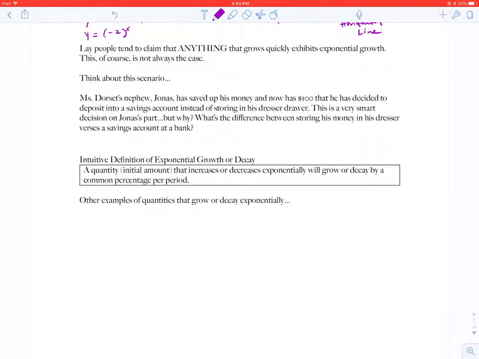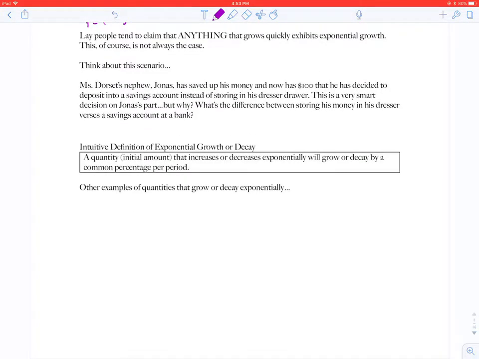Okay? If we think of other examples of quantities that grow or decay exponentially, you can say populations can grow or decay exponentially, right?